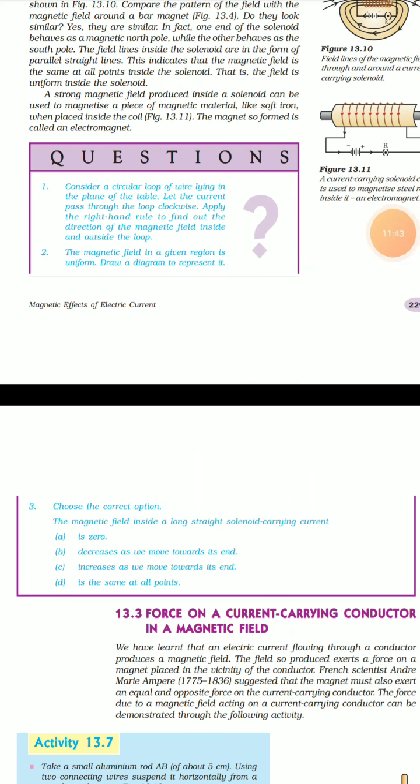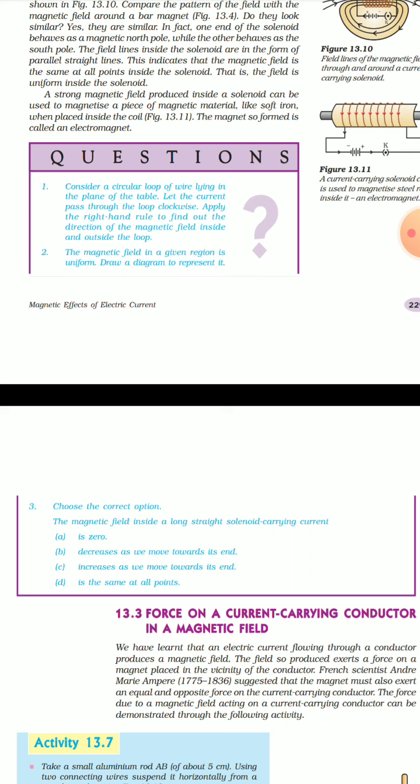You can see the in-text questions. The first question you have to try. Just try that first question. The answer is in your book only. Second is, the magnetic field in a given region is uniform. Draw a diagram to represent it. Now you have understood it. I have told you where the magnetic field is uniform. You can draw it. So this kind of question is there.